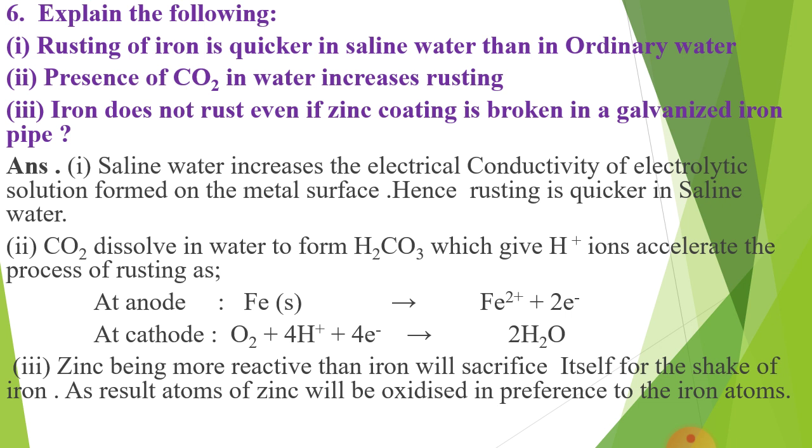Third, iron does not rust even if the zinc coating is broken in a galvanized iron pipe. As I told you, zinc is more reactive. So zinc, being more reactive than iron, will sacrifice itself for the sake of iron. As a result, atoms of zinc will be oxidized in preference to iron atoms. So this type of question and answer you have to know for the board examinations.